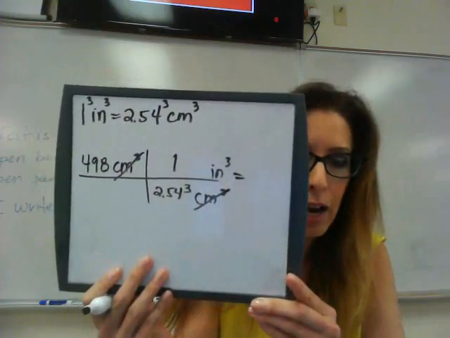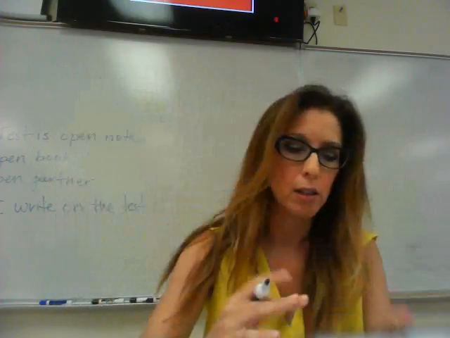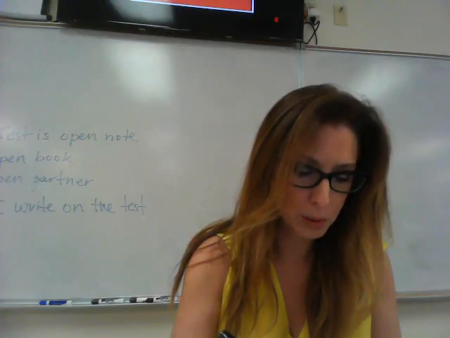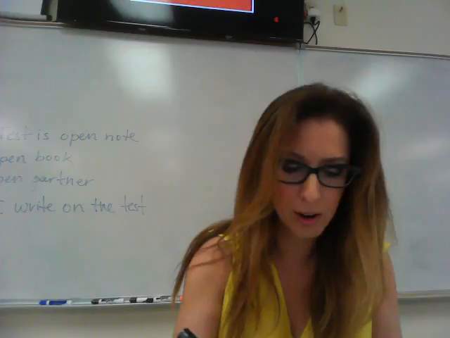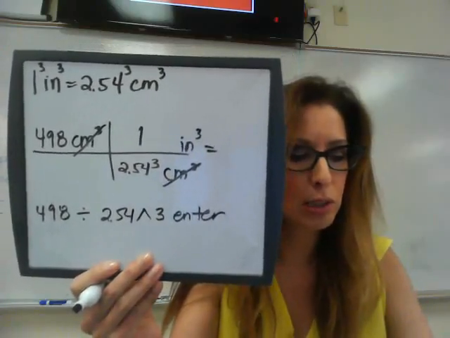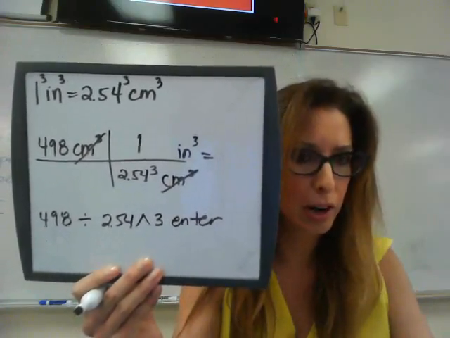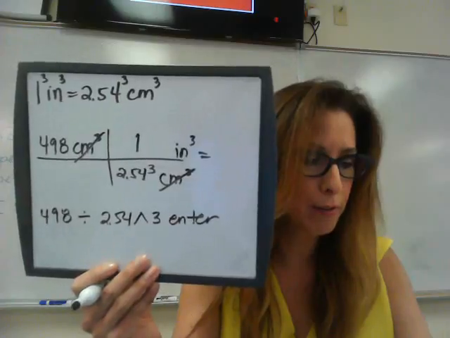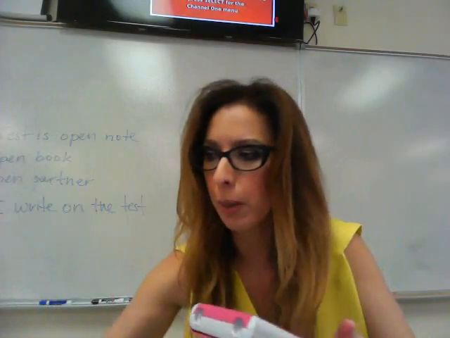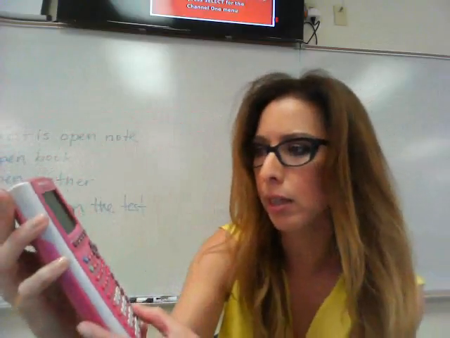And now I'm going to divide. So this is going to end up being 498 divided by 2.54, and then we're going to do the caret button 3, like this. Okay? So, since this isn't a power of 10, that's why I can use the caret button. 498 divided by 2.54 raised to the 3rd power. Okay? So that caret button, just so you know, is right here. Okay? It's above that division. So I did caret 3 and then enter.